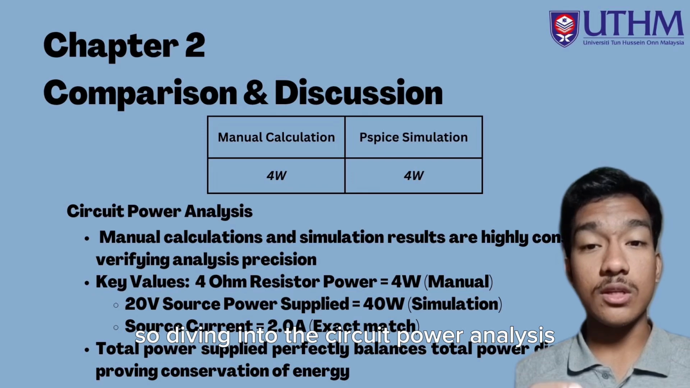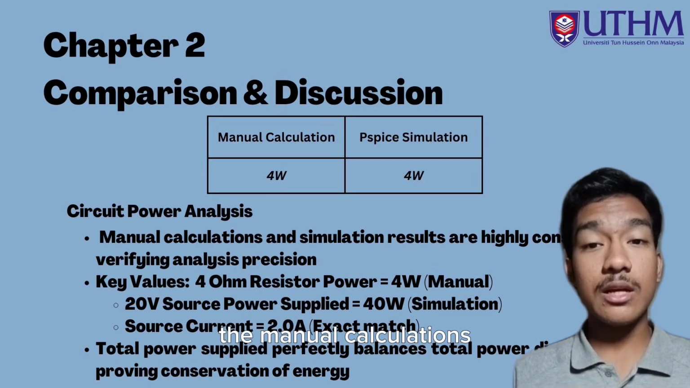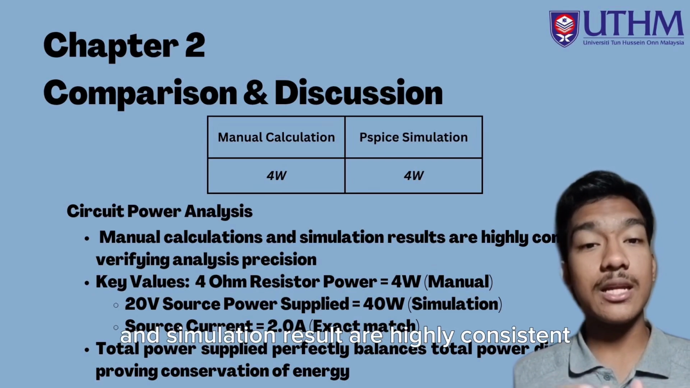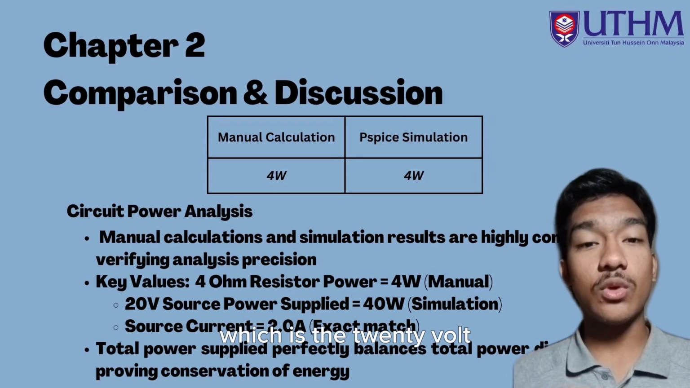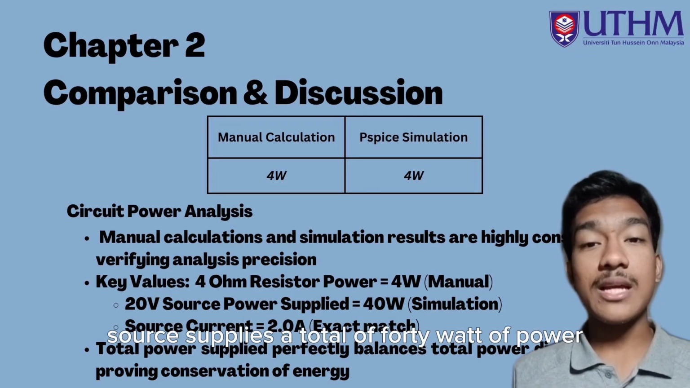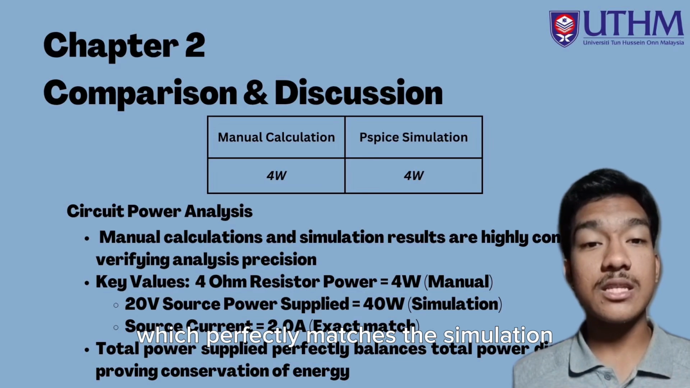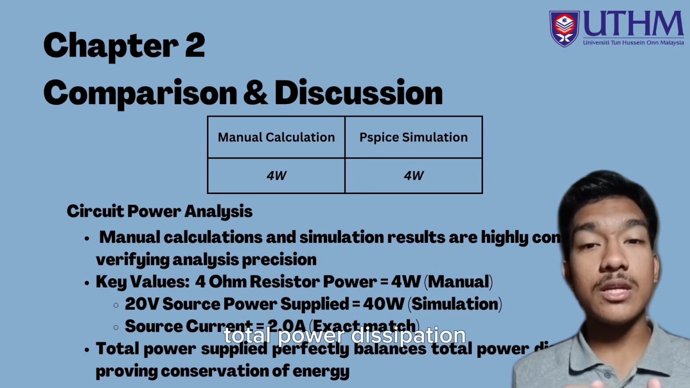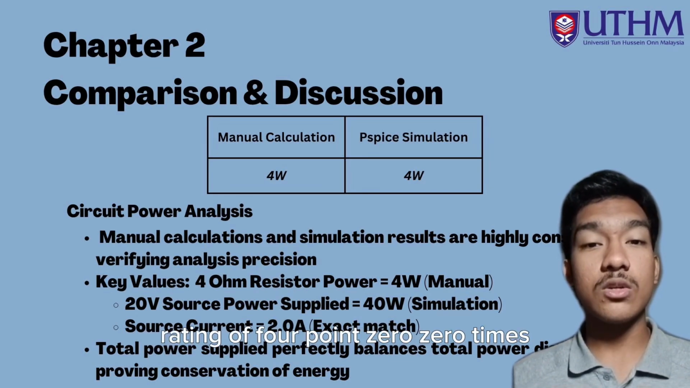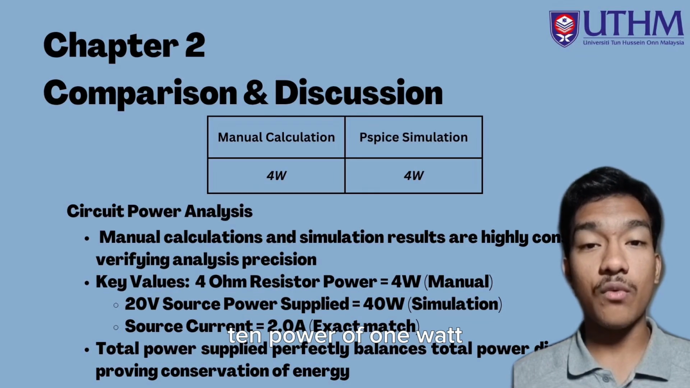So diving into the circuit power analysis, the manual calculations and simulation results are highly consistent. The 20 volt source supplies a total of 40 watts of power, which perfectly matches the simulation total power dissipation reading of 4.00 times 10 to the power of 1 watt.